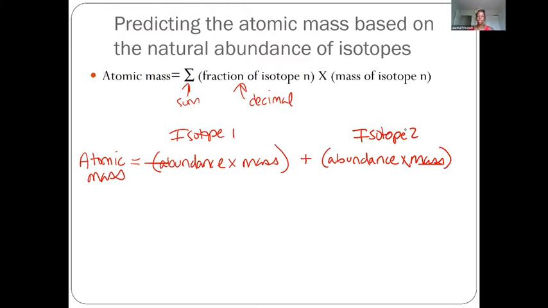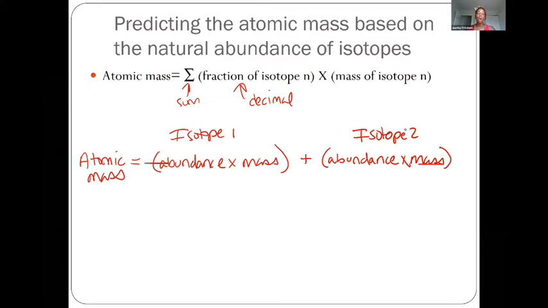Now, when you're doing this type of problem, you could always check your answer. If you're solving for the atomic mass, refer to what's on the periodic table and see, does your answer align? If it doesn't, then perhaps you may have put either the abundance or the mass of a particular isotope in the wrong spot.